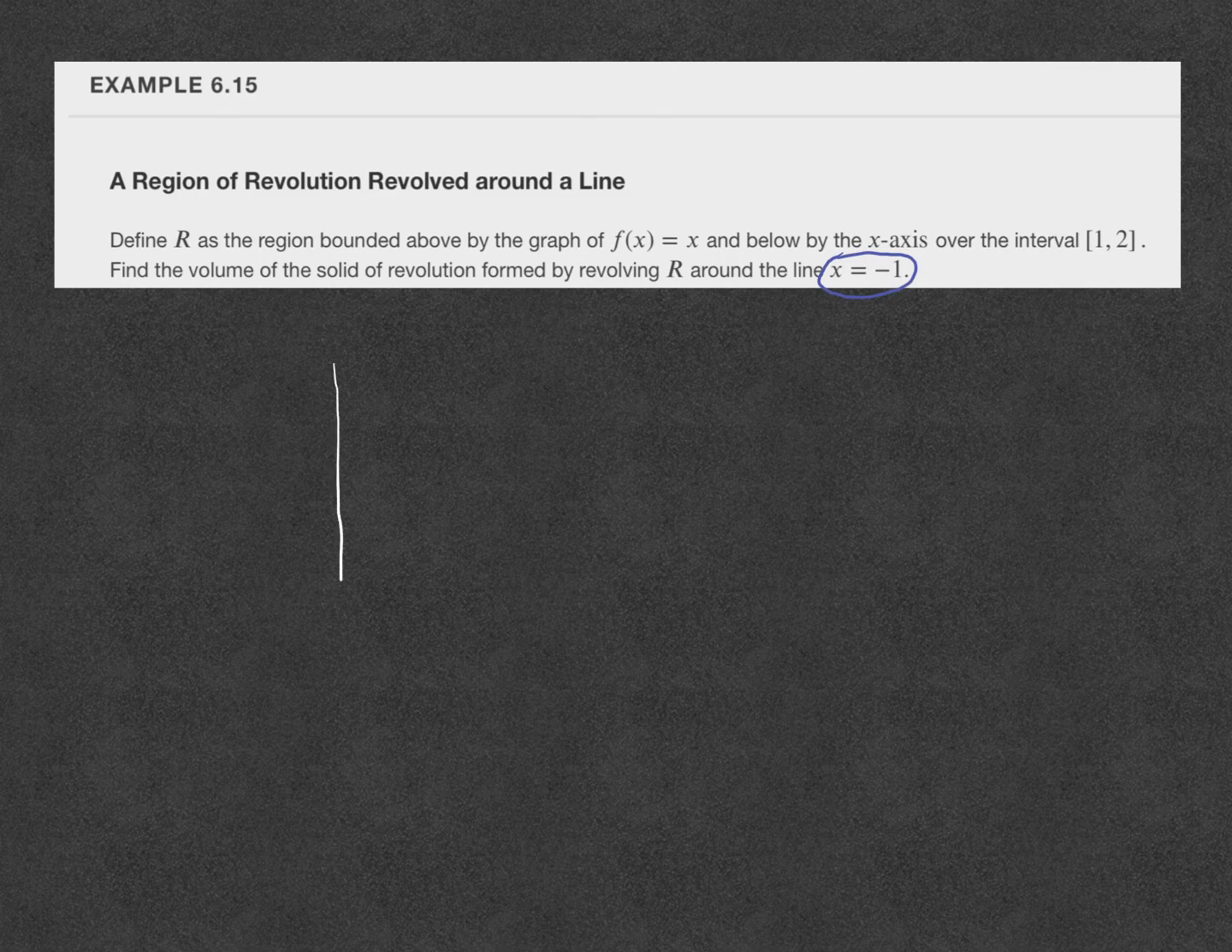All right, so let's see. I'm going to sketch my function, x-axis, y-axis, and it says define R as the region bounded above by the graph of f of x equals x. So that's my 45-degree line, f of x equals x. It keeps going. It's bounded below by the x-axis, so it's going down to the x-axis, and over the interval from 1 to 2. So 1 is right there, and 2 right there.